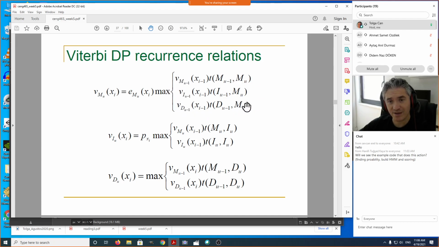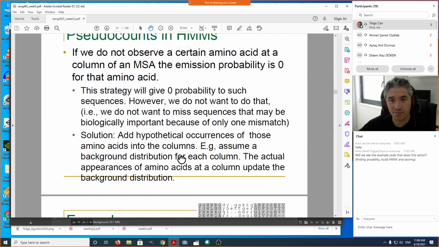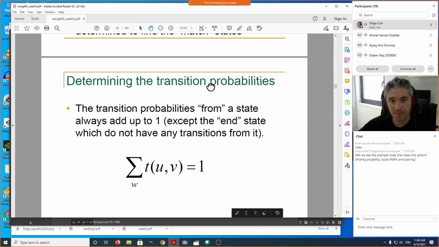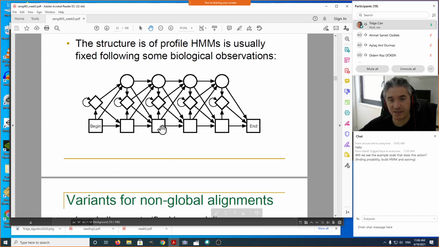Why do we have only 3 things here? Because it assumes that in this hidden Markov model, these are the only 3 states that can precede a match state. Is that so? Let's take a look at this hidden Markov model template. So I have a match state here. What states can precede a match state? The previous match state, the previous insert state, or the previous delete state. All right, so these are the 3 possible incoming arrows to a match state.